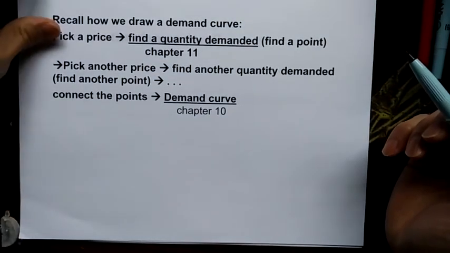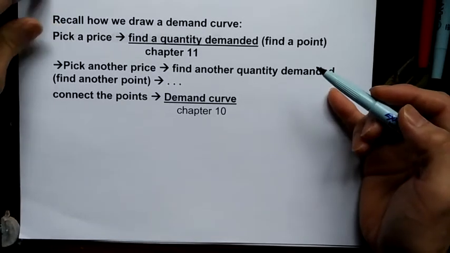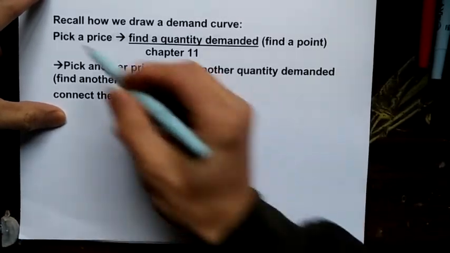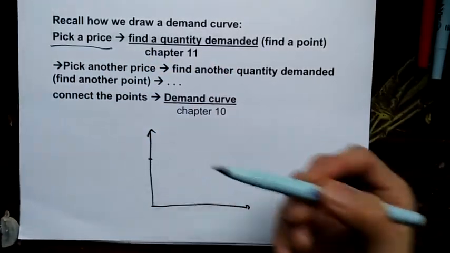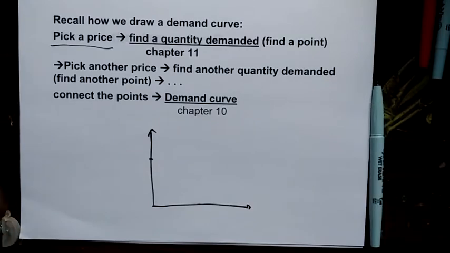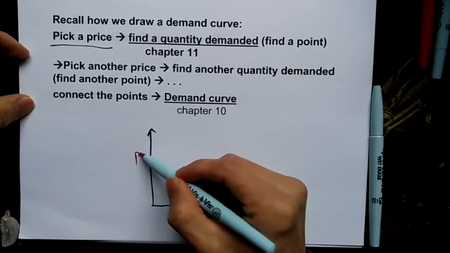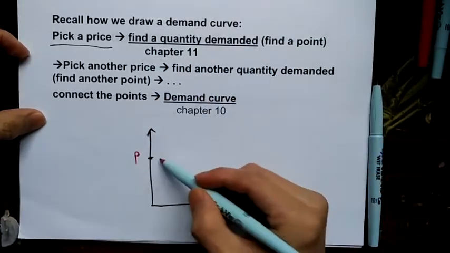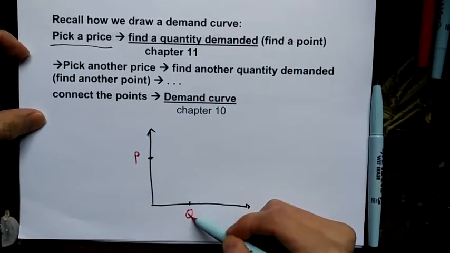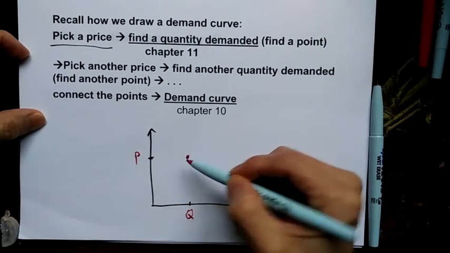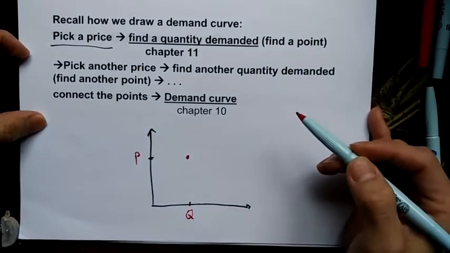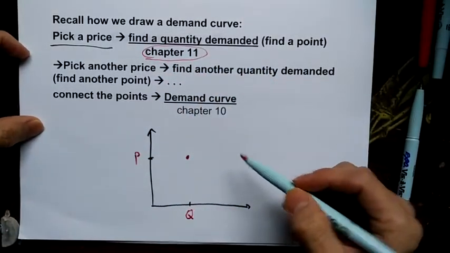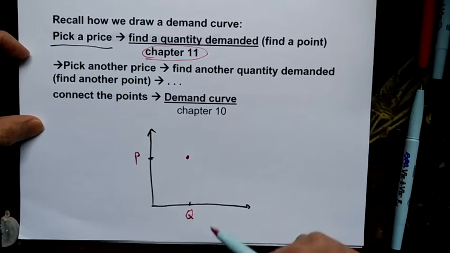And remember how we draw a demand curve in chapter 3? First, we pick a price, and then find a quantity demanded to get the first dot. We are going to use the whole chapter 11 to find this dot.